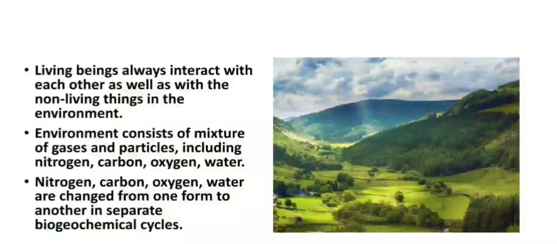Now, living beings always interact with each other. For sustenance of life, living beings interact with each other as well as with the non-living things of the environment. The environment consists of a mixture of gases and particles including nitrogen, carbon, oxygen and water, and these compounds change into other forms to complete the biogeochemical cycles, and these biogeochemical cycles in actual help in sustenance of life.